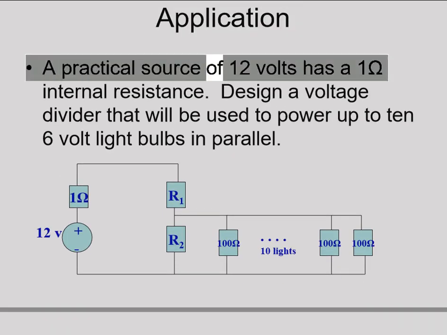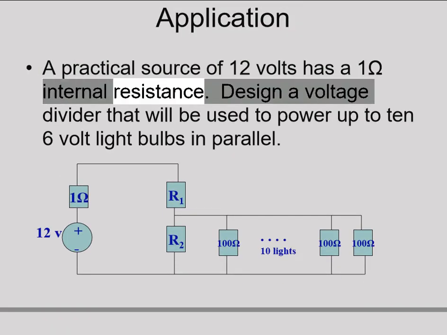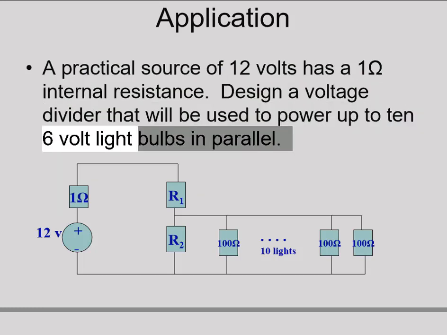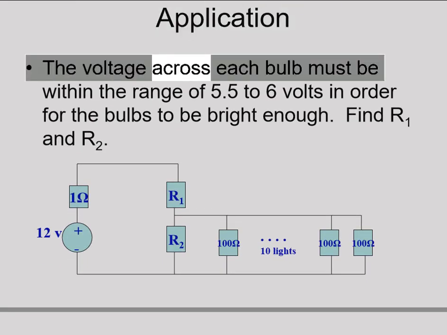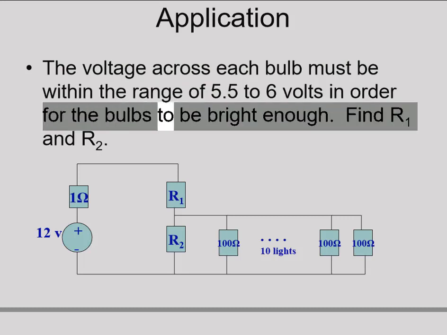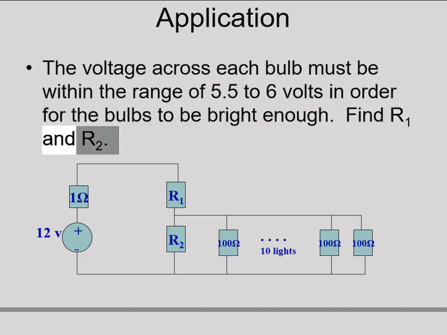Application. A practical source of 12 volts has a 1 Ω internal resistance. Design a voltage divider that will be used to power up to 10 six-volt light bulbs in parallel, each 100 Ω. The voltage across each bulb must be within the range of 5.5 to 6 volts in order for the bulbs to be bright enough. Find R1 and R2.